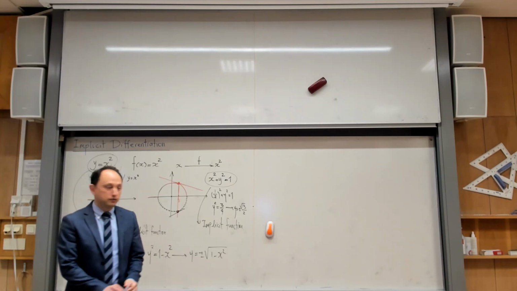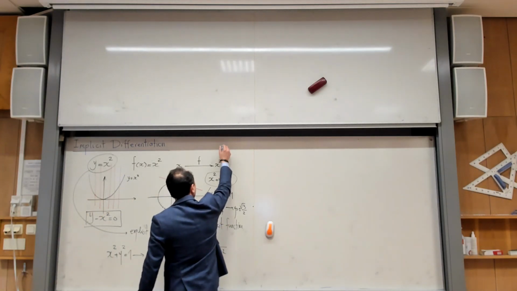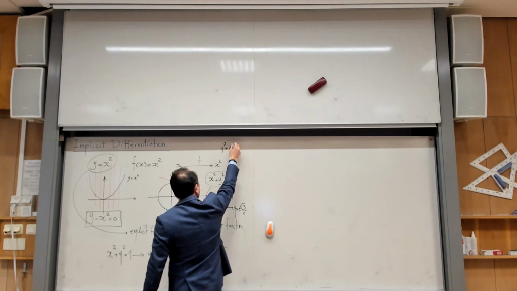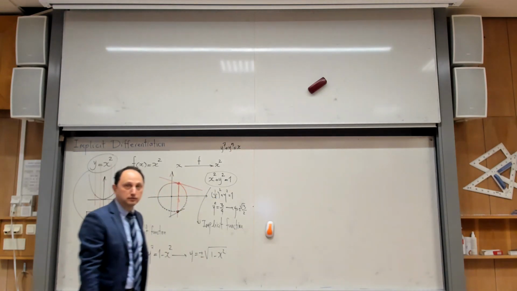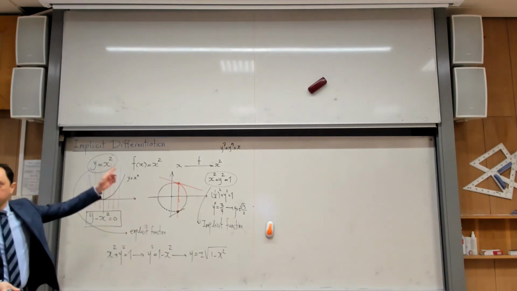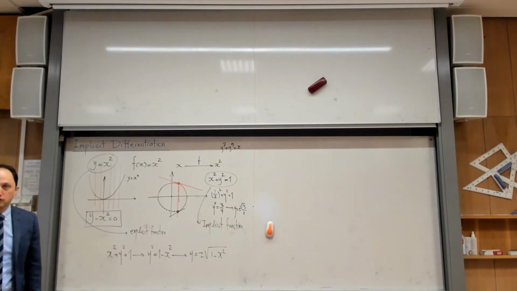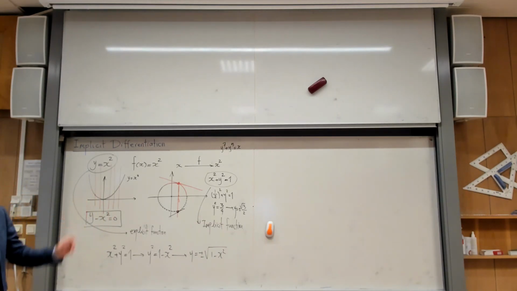Simply we cannot. For example, if I tell you y to power 7 plus y to power 5 is x, what is y? We don't know. Okay, we don't know how to find y in terms of x, because that's a polynomial equation of 7th degree in y and we don't know how to solve it.